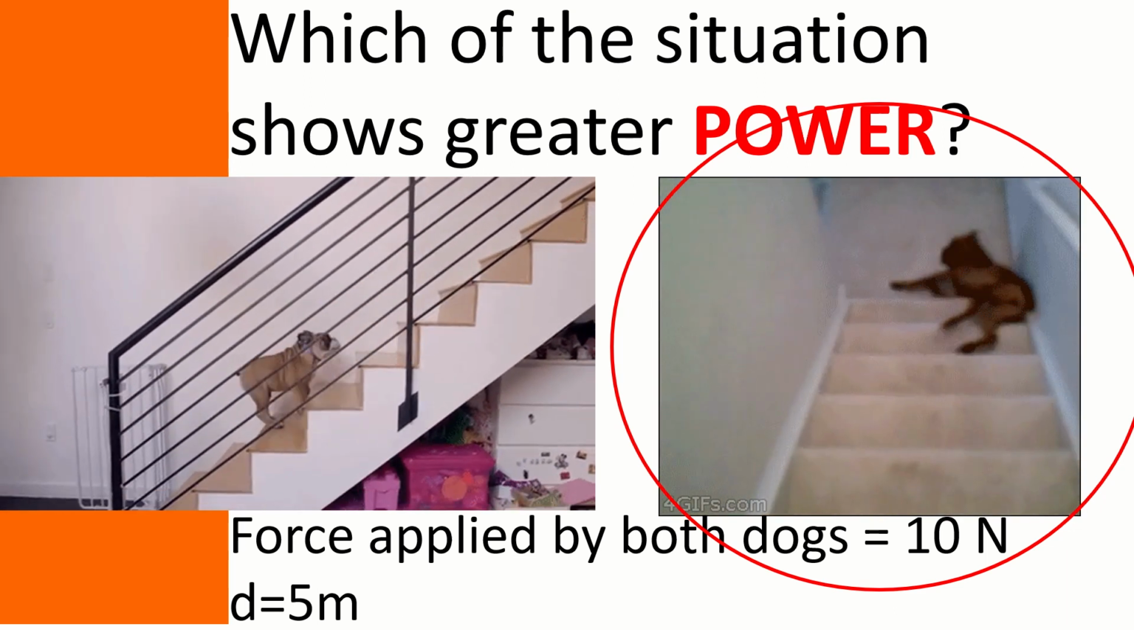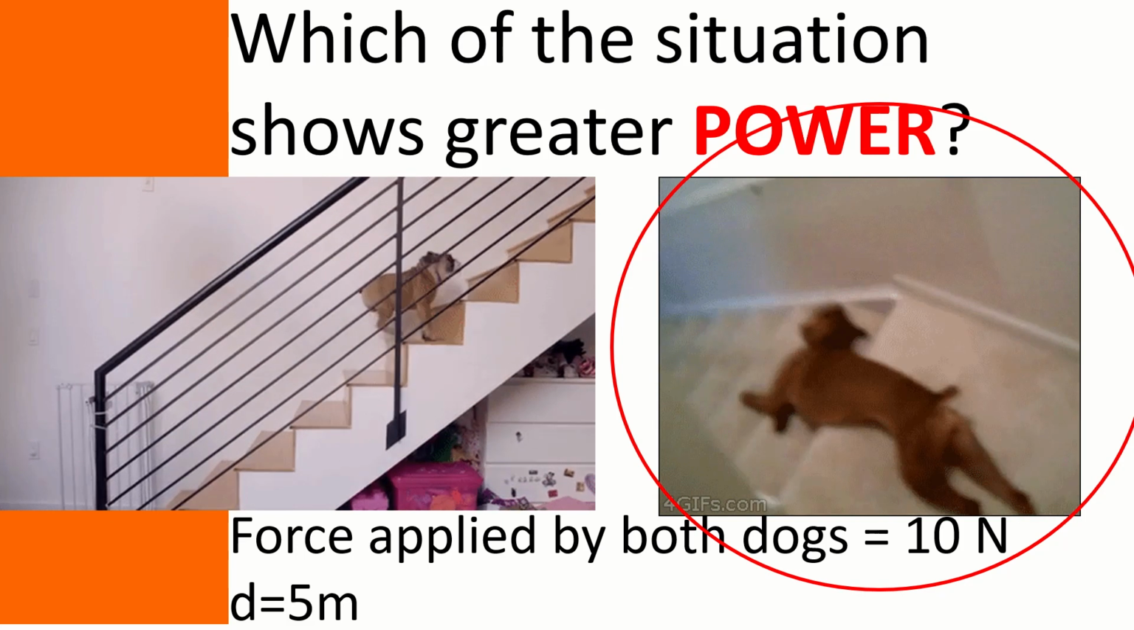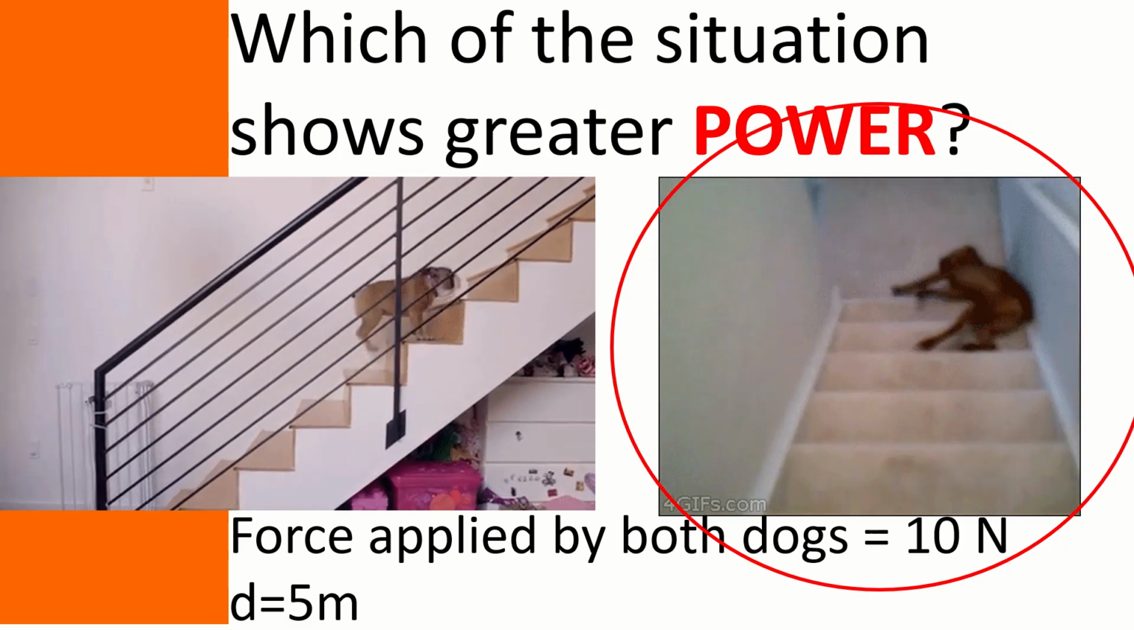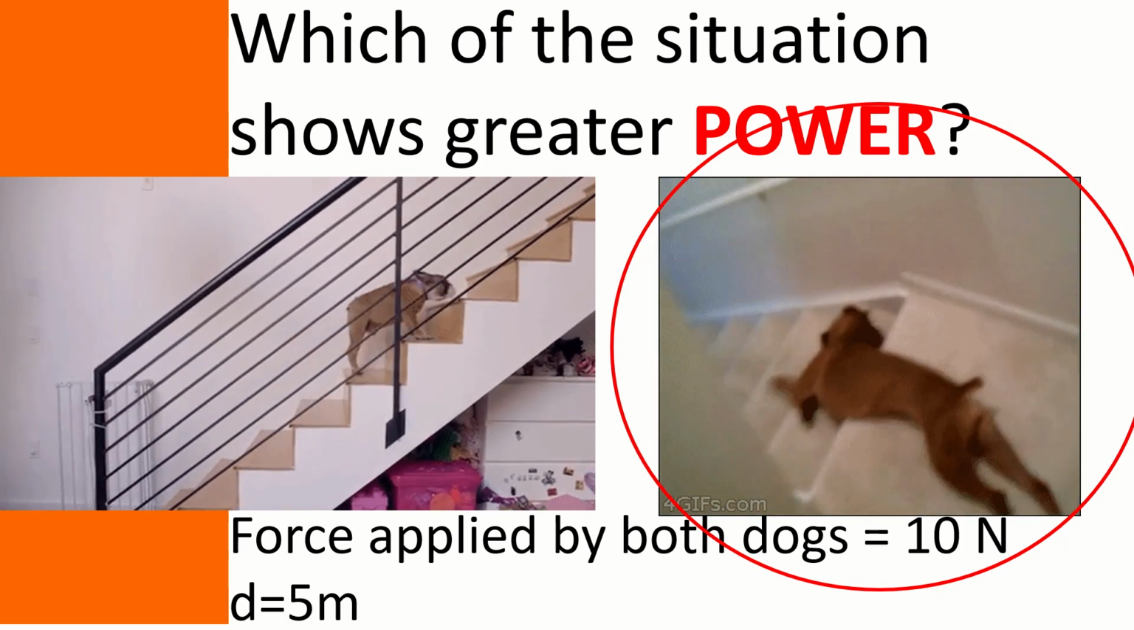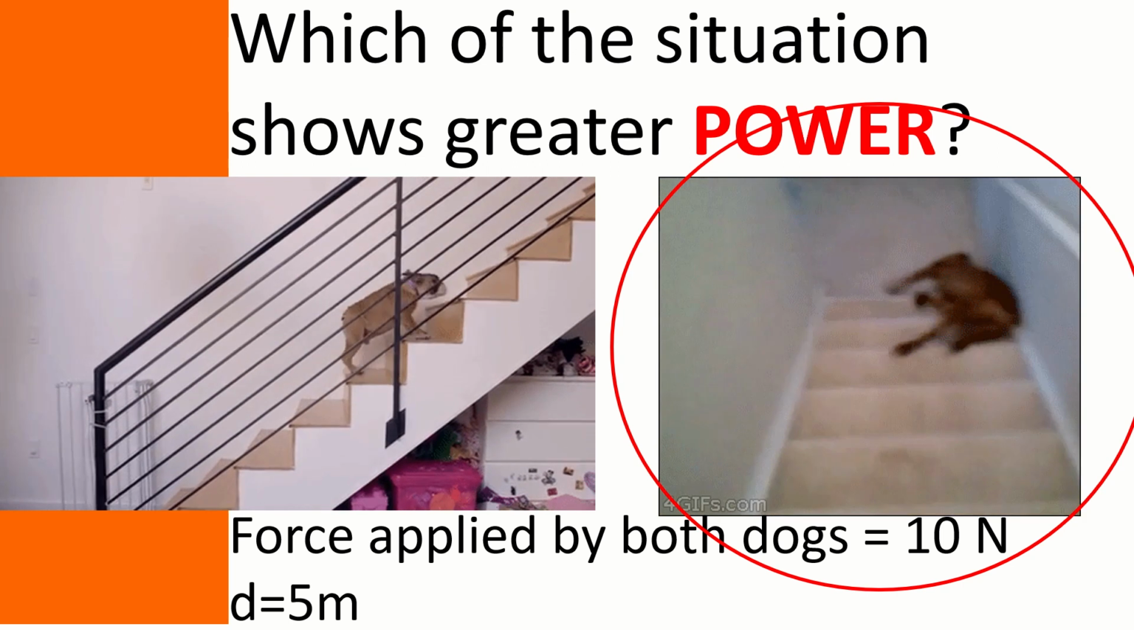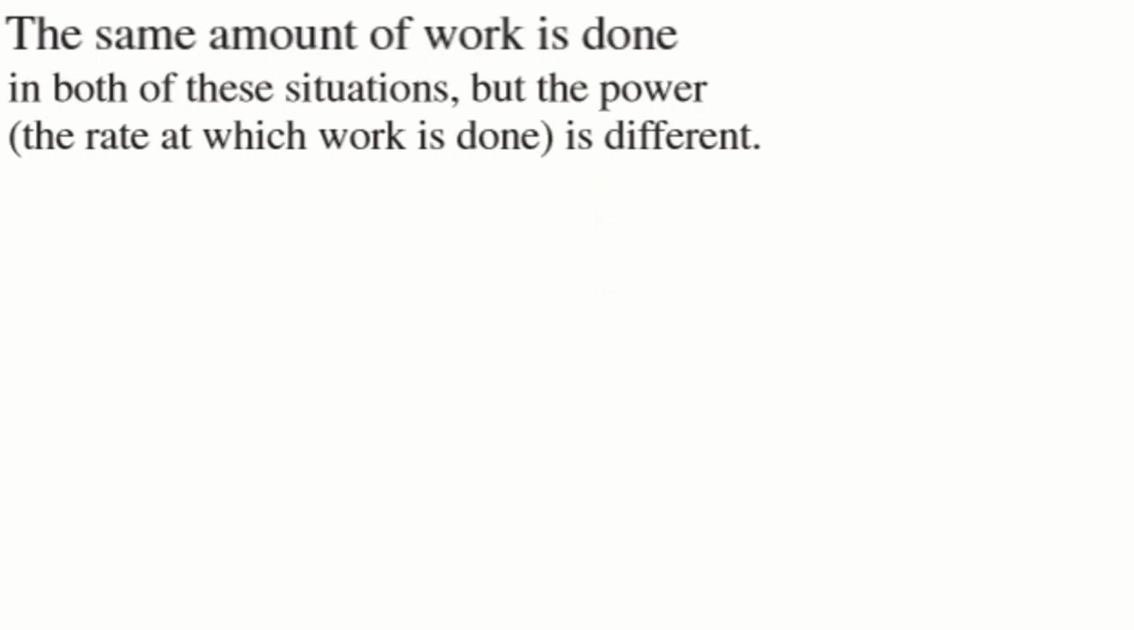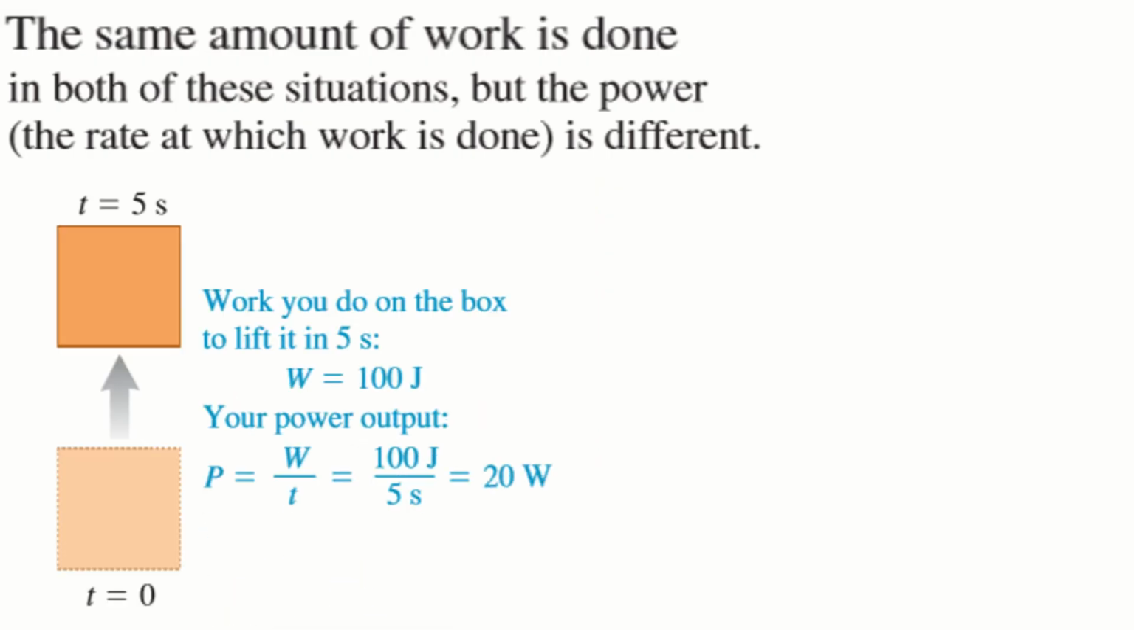Okay, but they're both good dogs. So the point is the other one is more powerful, or has greater power, compared with the left dog. The same amount of work is done in both of these situations, but the power is different, or the rate at which work is done.